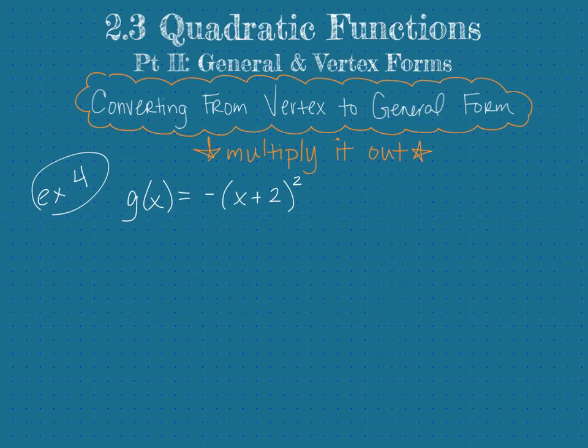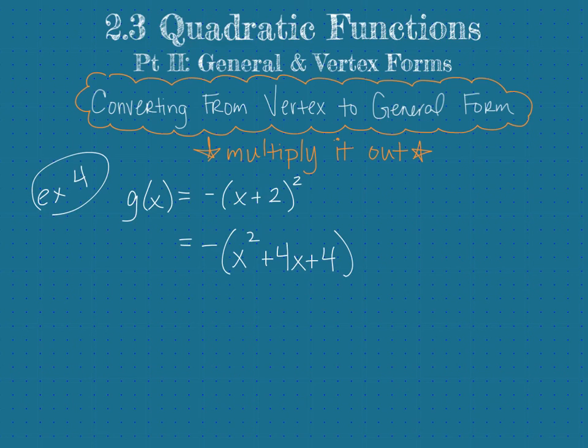Here's our last example, converting again from vertex to general. We're just going to multiply it out. The first thing we need to do is square this binomial. This is just a -1. We'll distribute that at the very end. So let's multiply this out. We can use that little trick we just learned. Square this right at first, square this right at last. Multiply these two together, 2x, double it, 4x. That's just a quick way of foiling and not having to write it all out.